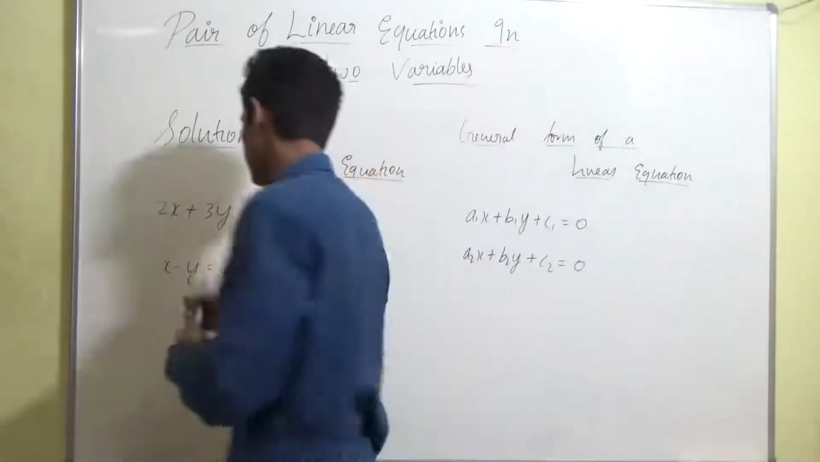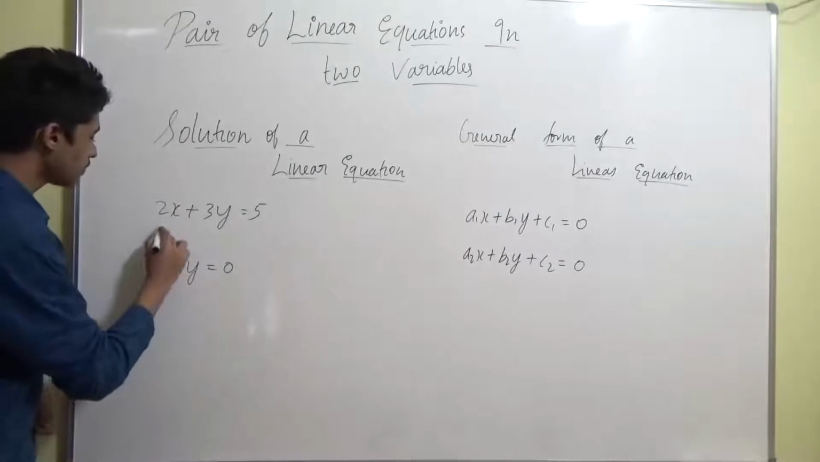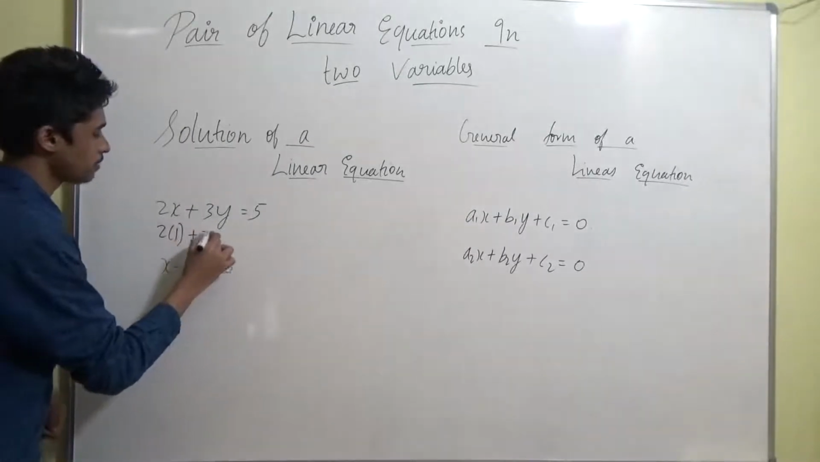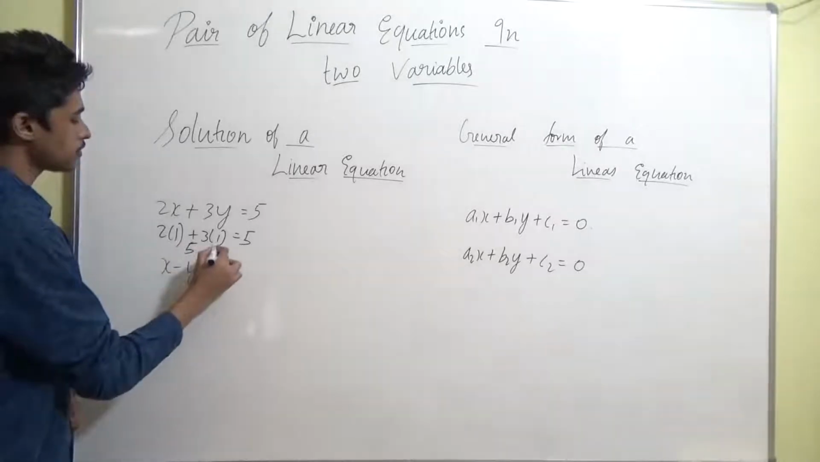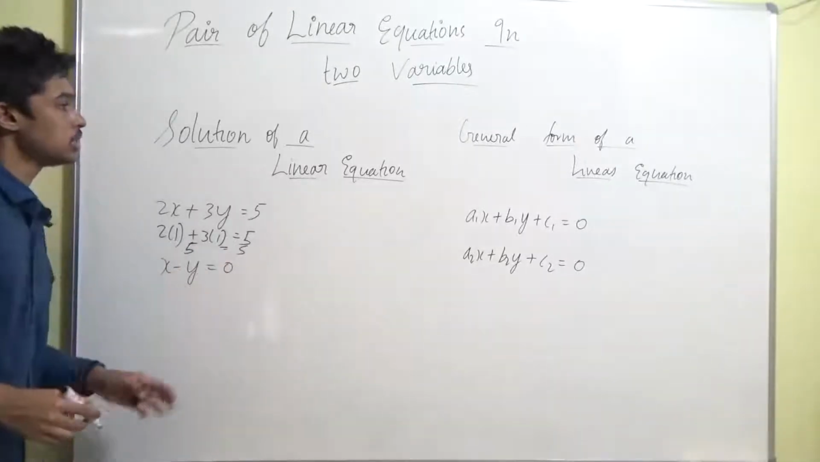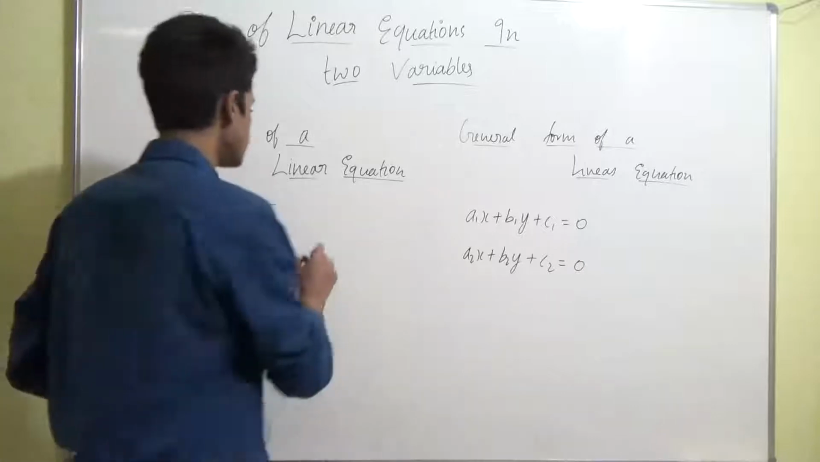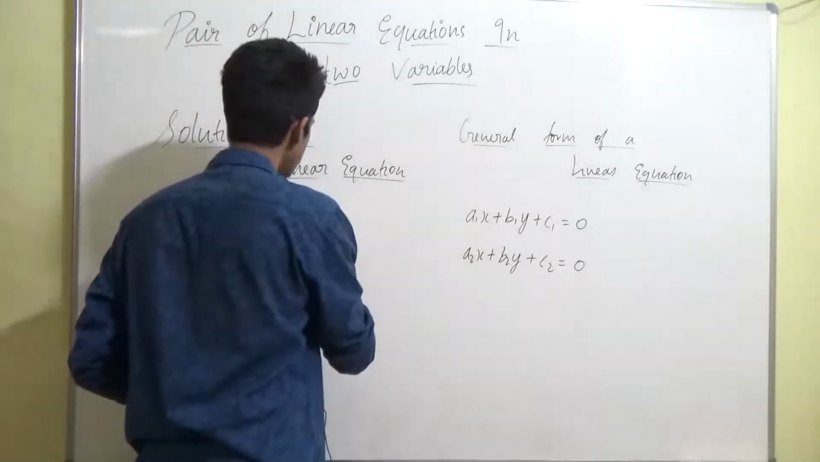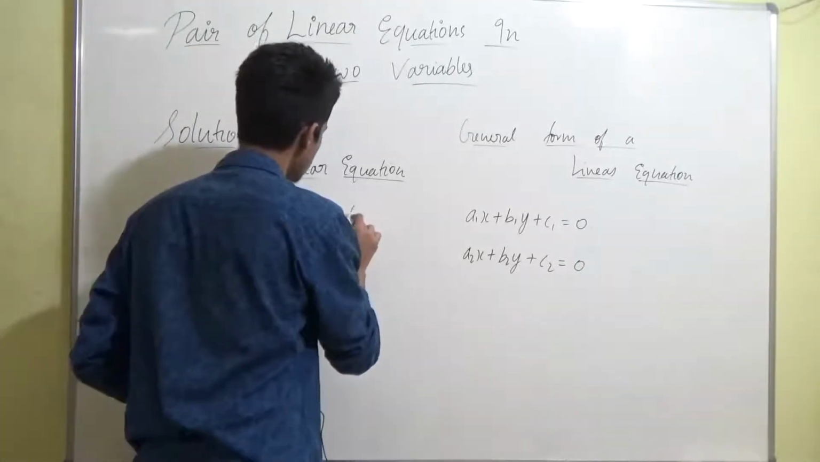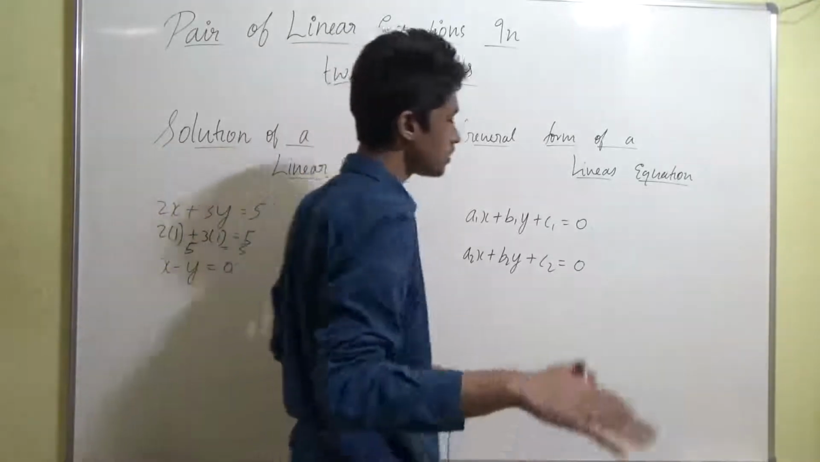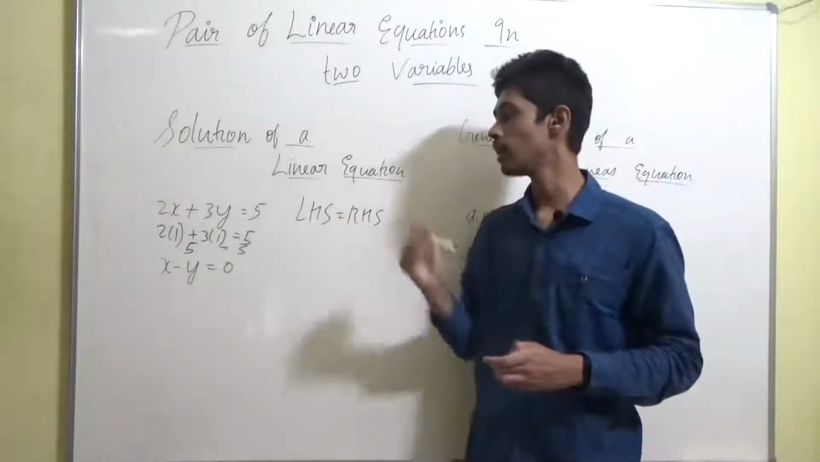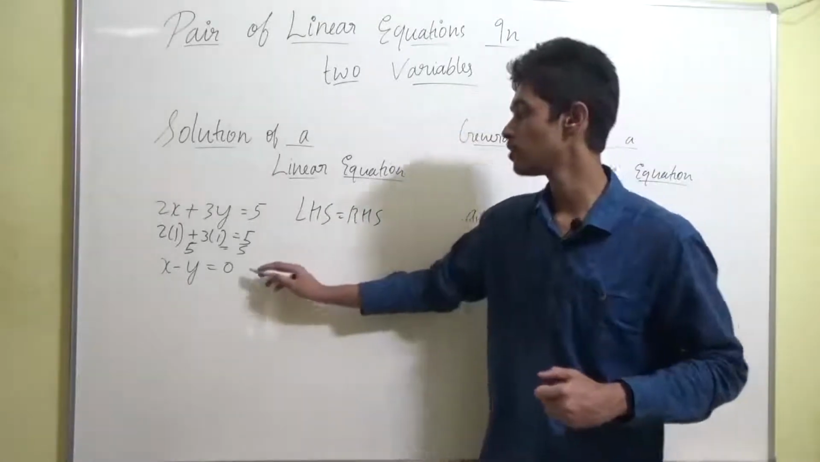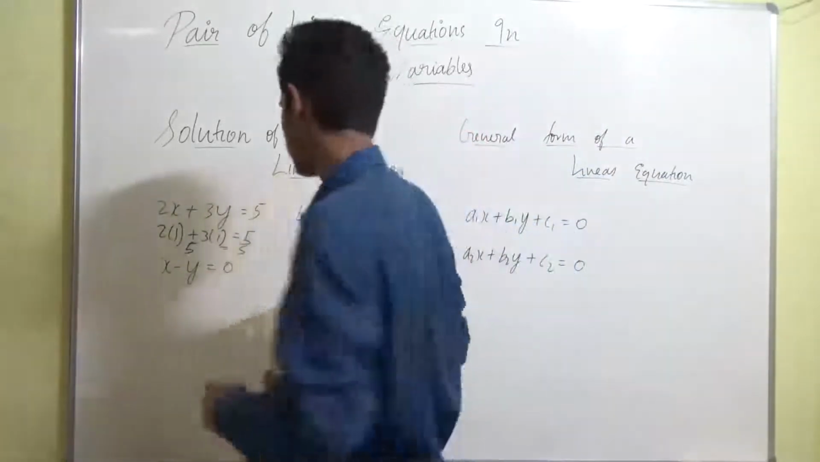For example, guys, I'll write it down here. In place of x you'll be putting 1 and in place of y you'll be putting 1. That time the LHS value that you'll be getting is 5, which is equal to RHS. So a solution of a linear equation means those values from which you get LHS equal to RHS, that is, your left hand side and right hand side should be equal when you put the values of x and y.